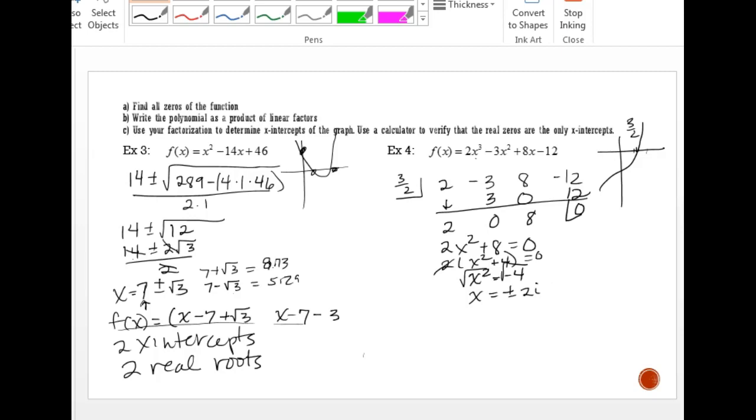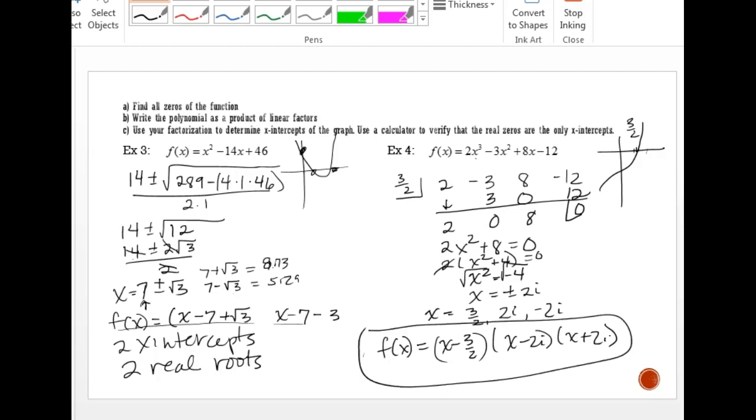All right, so when I write these, my roots are 3 halves, positive 2i, and negative 2i. Then to write it as a factorization, I'm going to do x minus 3 halves, x minus 2i, and x plus 2i. And there it is. There's my factorization.